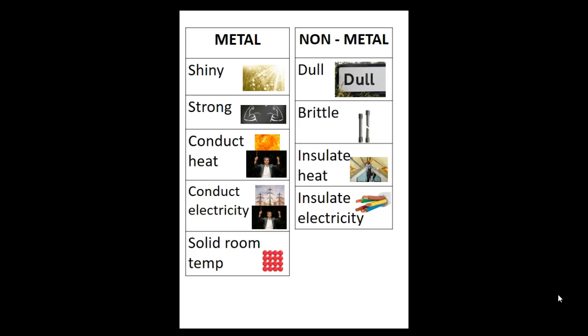Non-metals also insulate electricity, which means that they don't let charge flow through them. It keeps the charge in a particular place, and that is why plastic is used on the coating of wires, so that the charge going through the wires does not spread to anywhere else. It is just flowing in the wire.